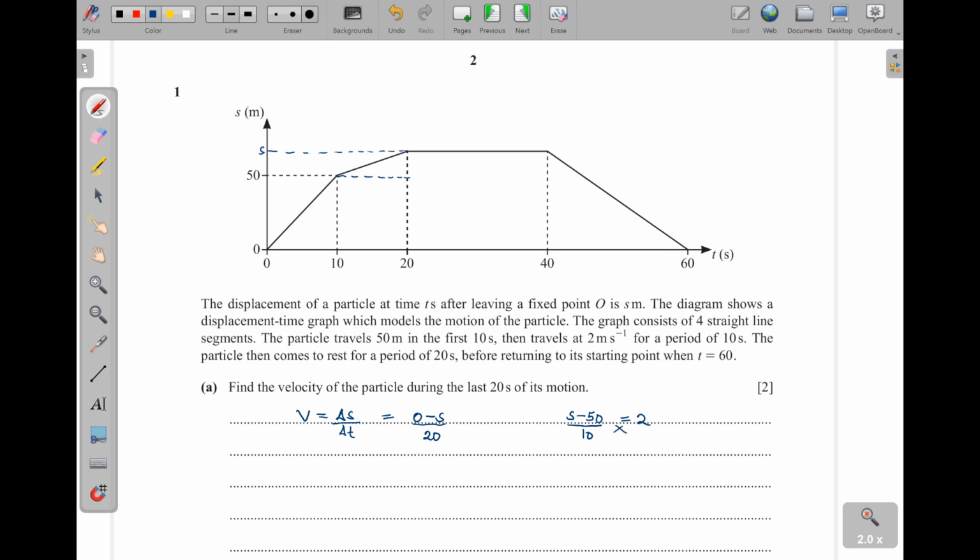Now, when we cross multiply, we shall have s equal to 2 times 10, that is 20. Then we shall add the 50, which will give us 70. That means I will come here and say negative 70, then divide by 20, which will give us negative 3.5 meters per second. That is that.